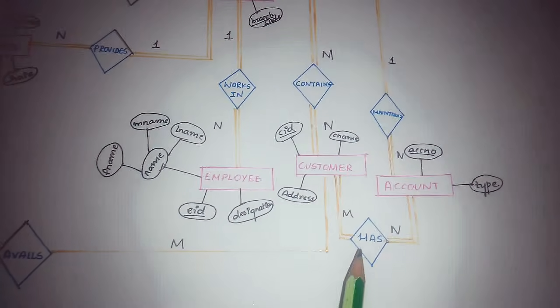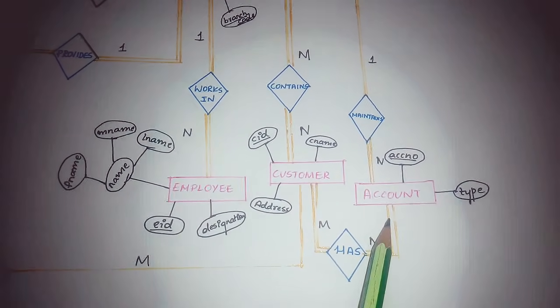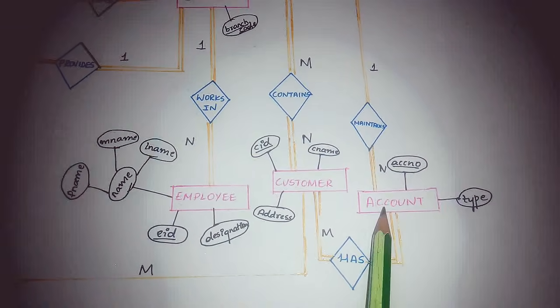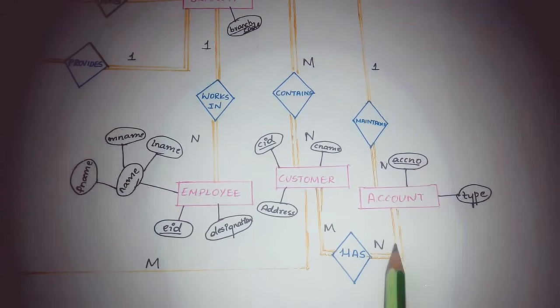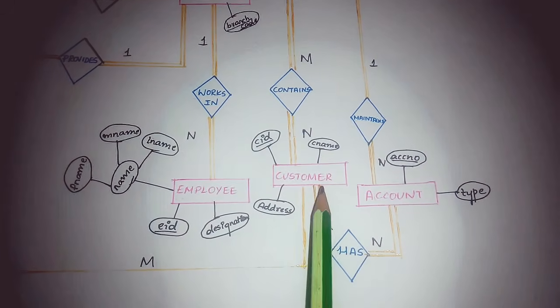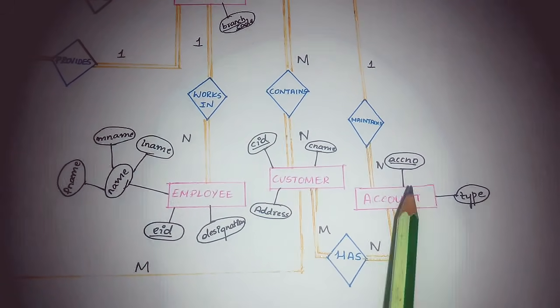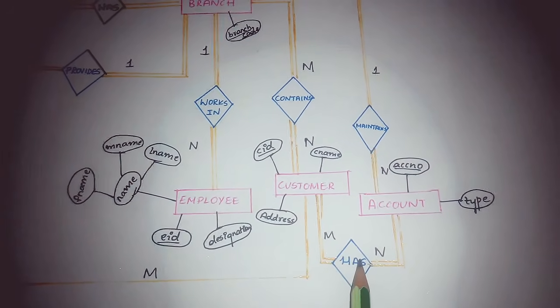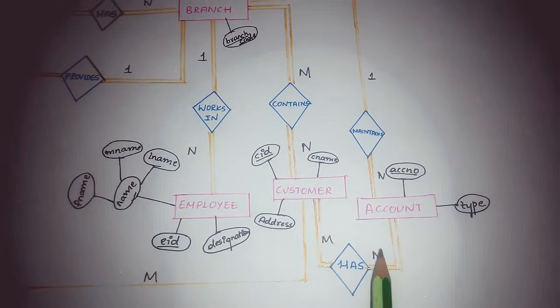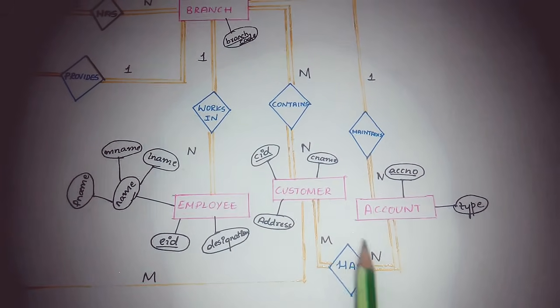Now coming to the relationship between customer and account. A customer has an account. So here the participation of customer and account in the has relationship is total. That is, a customer will have an account and an account will belong to a customer. So here a customer can have n accounts. That is, it can have more than one account.